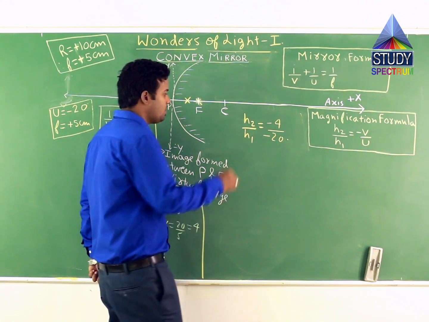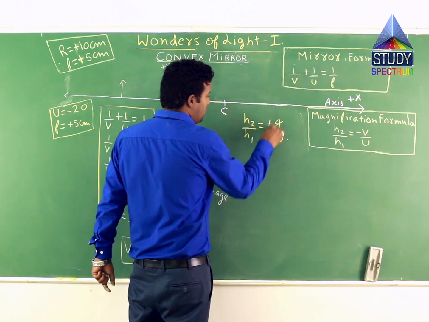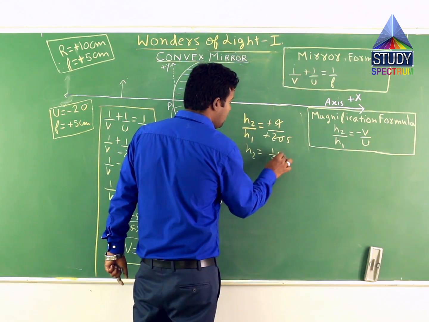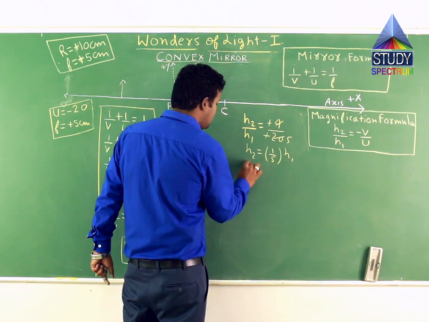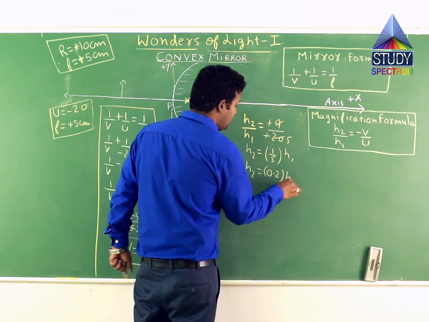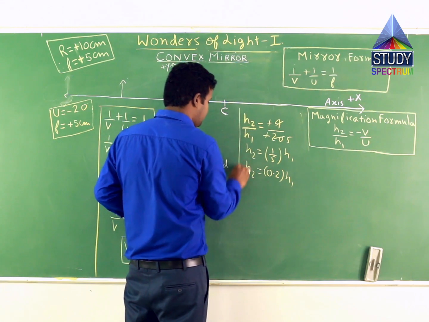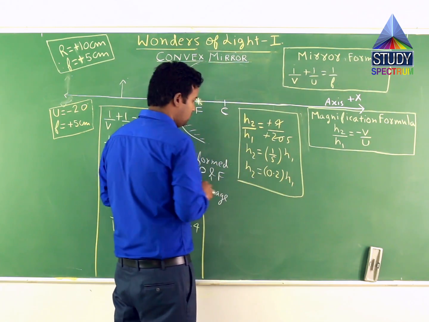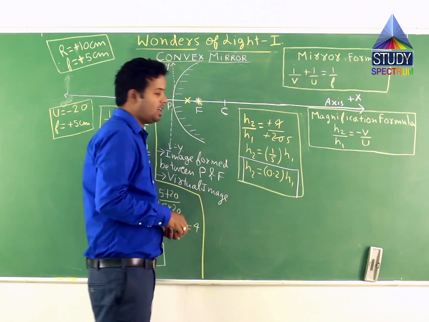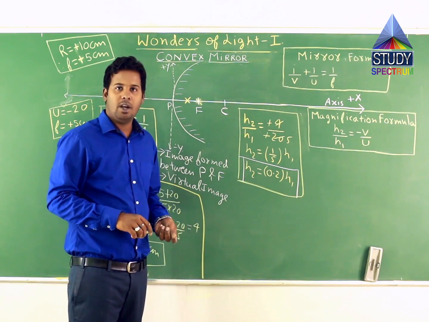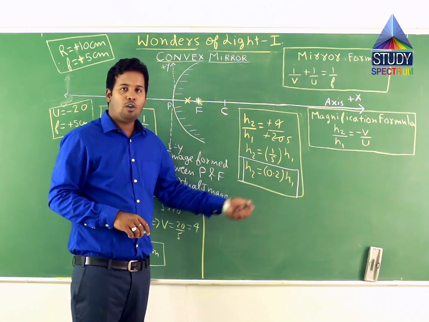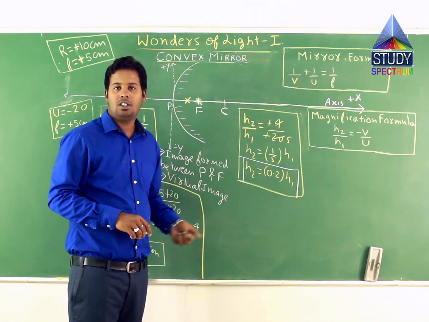so it becomes minus 4 upon minus 20. The minus sign gets cancelled, 4 into 5 is 20, so H2 becomes 1 by 5 into H1, or I can say H2 is equal to 0.2 times H1. Correct? So I have found the result. The height of the image is 0.2 times the height of the object, or the height of the object is being multiplied with a number which is less than 1.